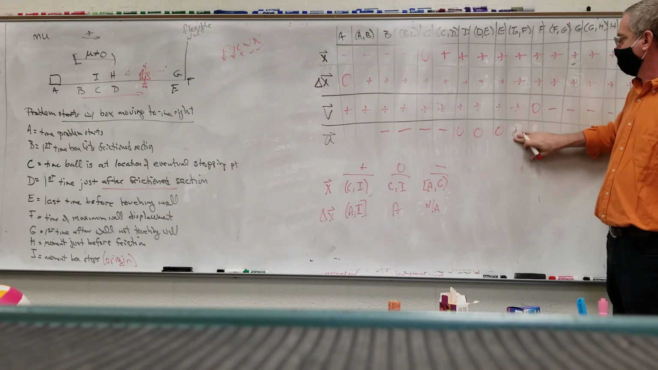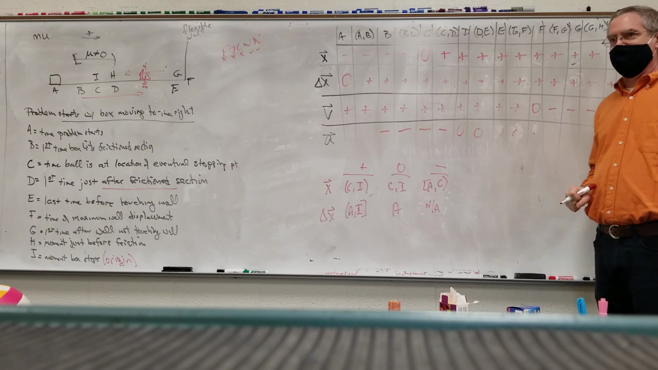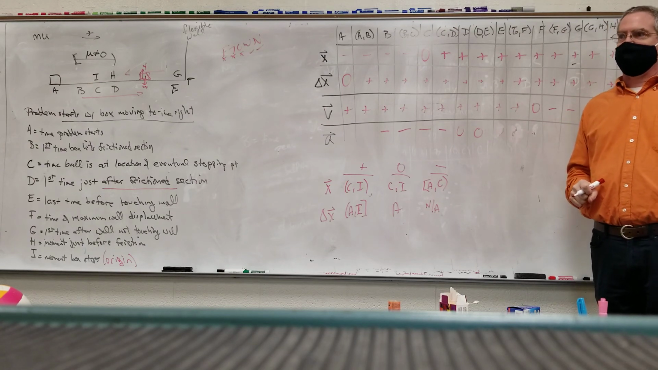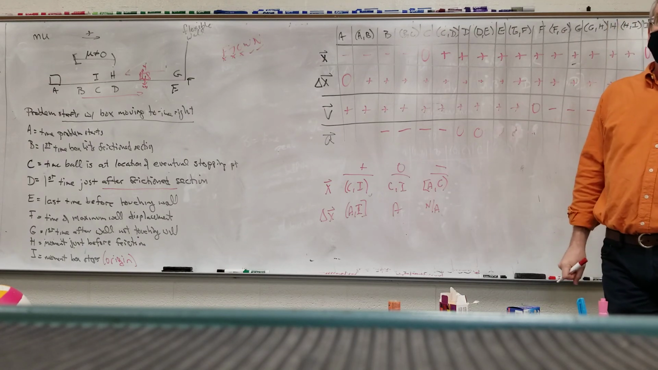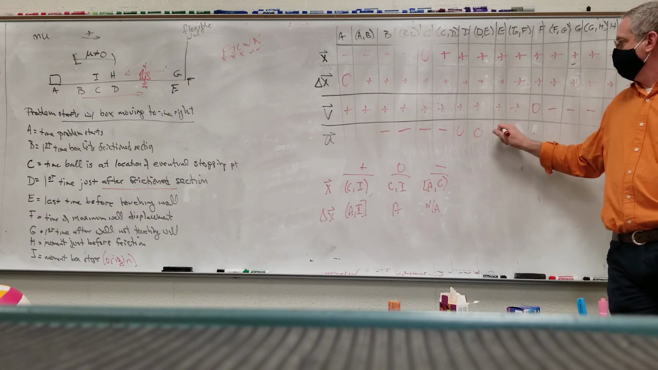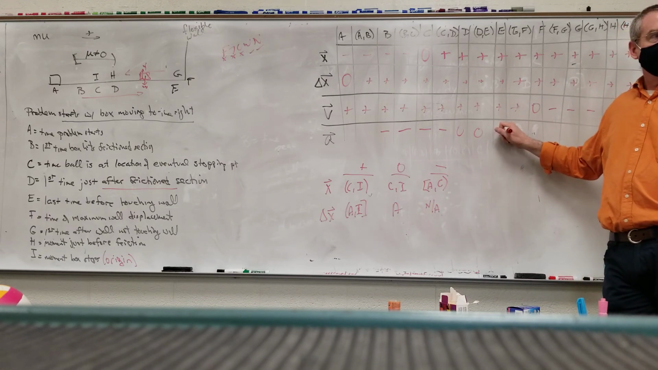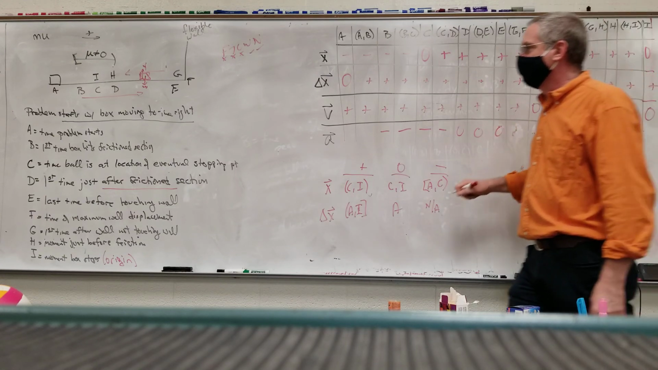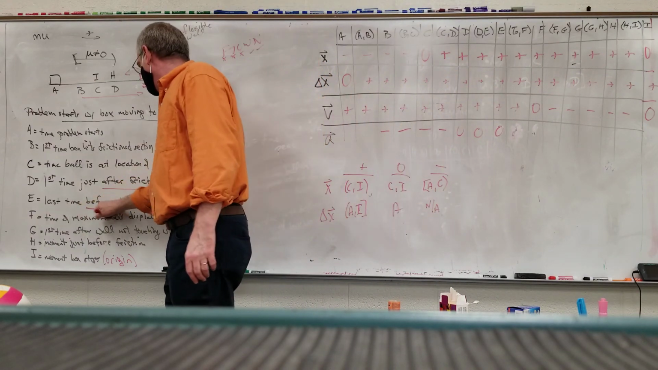Until what point? At E, is it still zero, or at that point does it change? Why is it still zero at E? Because it didn't touch the wall. Right. E, before touching the wall.